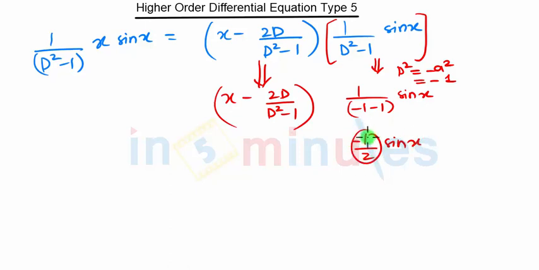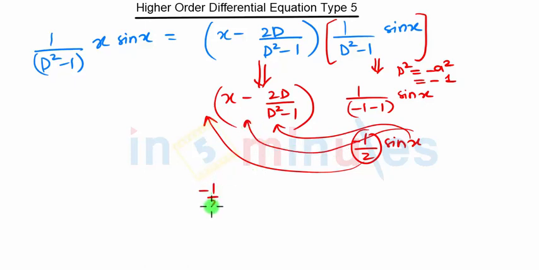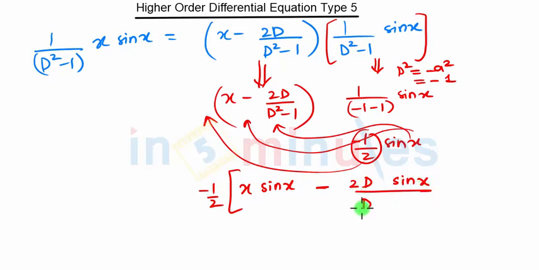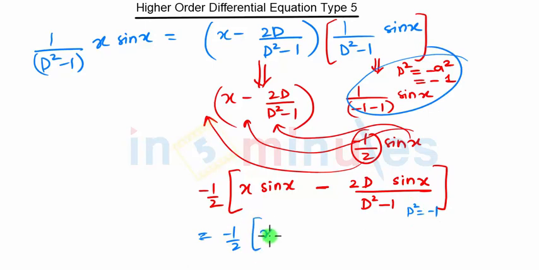So I can take this minus half here, and I will multiply this sin x inside the bracket. So I will get minus half x sin x minus 2d into sin x upon d square minus 1. So now we have here, in the denominator, also d square minus 1. Now again we will apply the same formula we used to apply here. So we will replace d square by minus 1. So this will become minus half x sin x minus, so d square will be replaced by minus 1, so minus 1 and minus 1 will become minus 2, and this 2 and this 2 will get cancelled, and the minus sign will be multiplied here, so it will become plus d sin x.